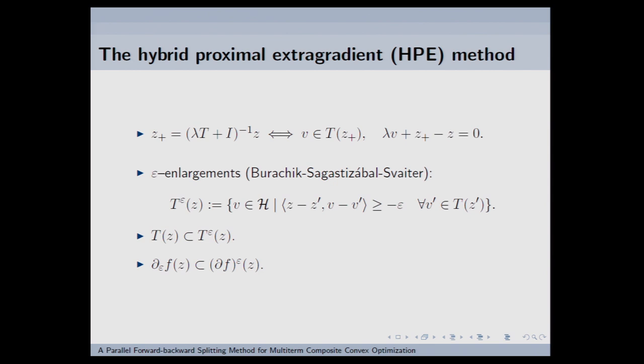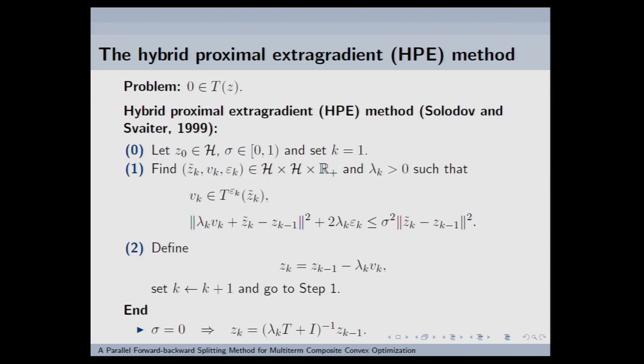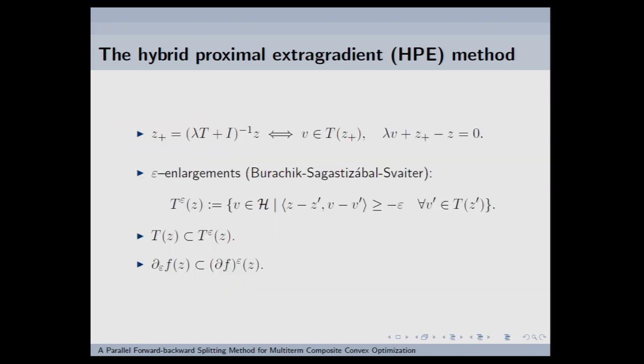One different possibility, which is relatively new, at most 20 years old, is the relative error proximal point method. The intuition is simple. Computing the resolvent is equivalent to this system, an inclusion and an equation, which is just the definition of the inverse. So we want to find a pair: going from z to the next iterate z^+, we want to find v in T of z^+, where lambda v plus z^+ minus z is equal to zero. So you want to solve a system like an inclusion and an equation.